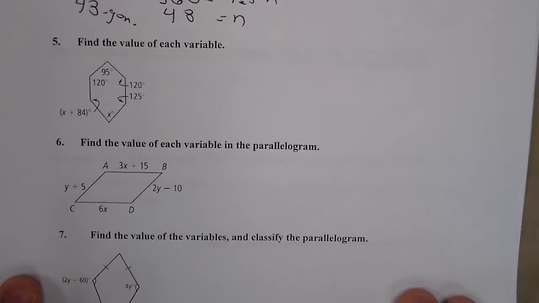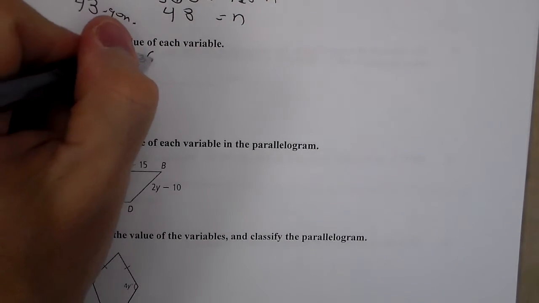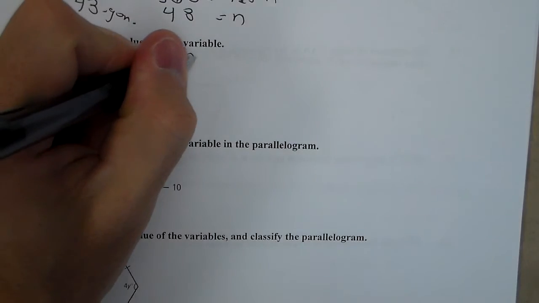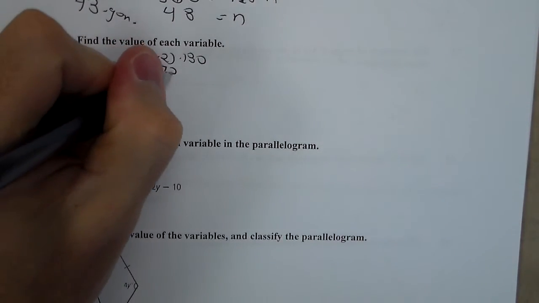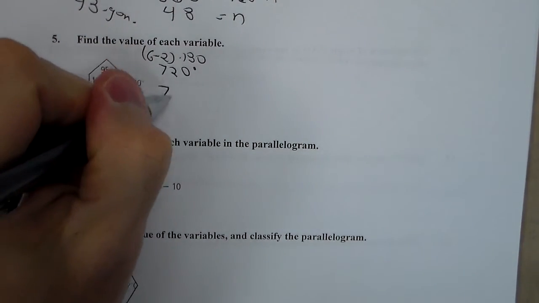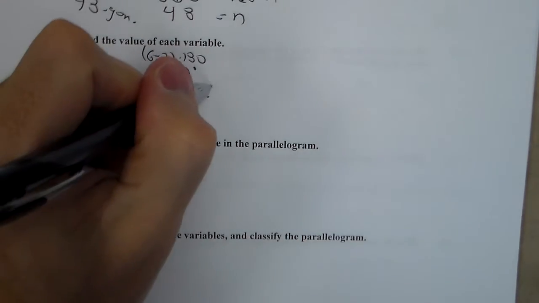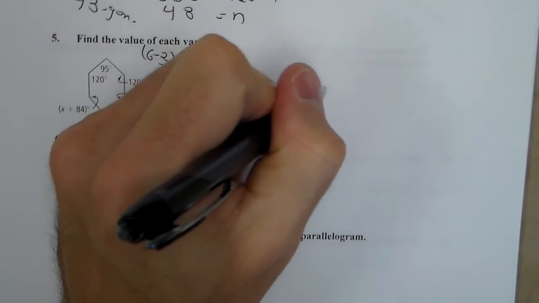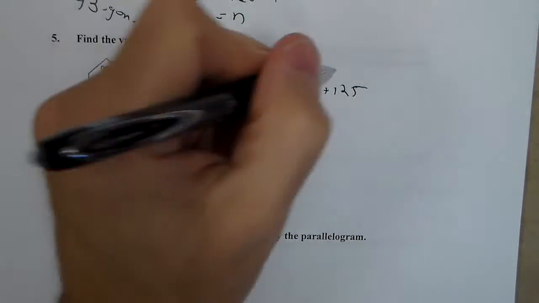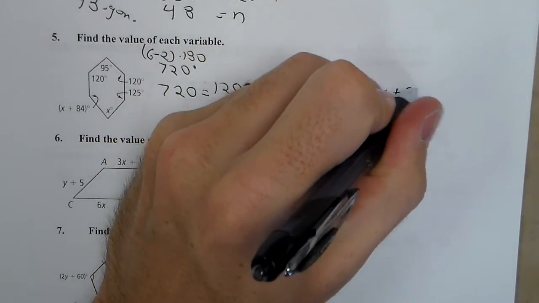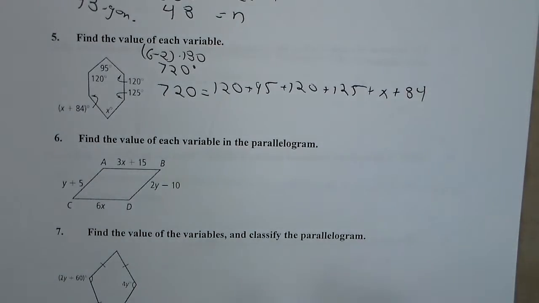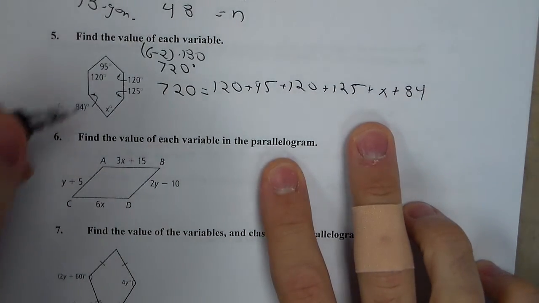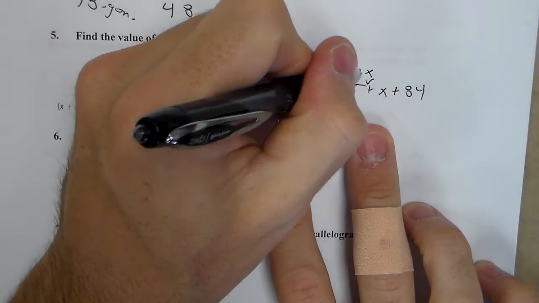Number 5, we're solving a hexagon here. A hexagon is 6 minus 2 times 180, to get the total. That comes out to be 720 degrees. So we say 720 equals 120 plus 95 plus 120 plus 125 plus x plus 84, and we're solving for x. Now there should be 2 x's there. Oops, I forgot an x.